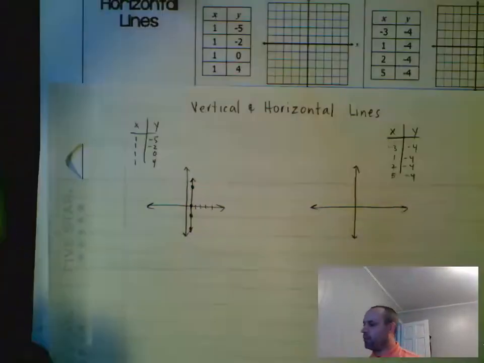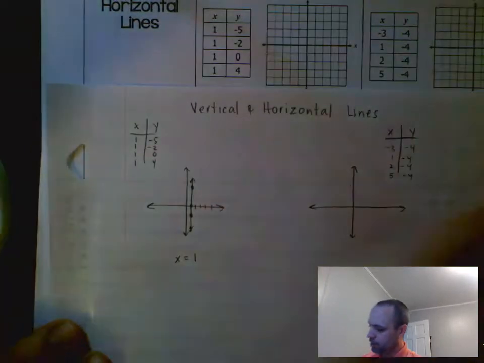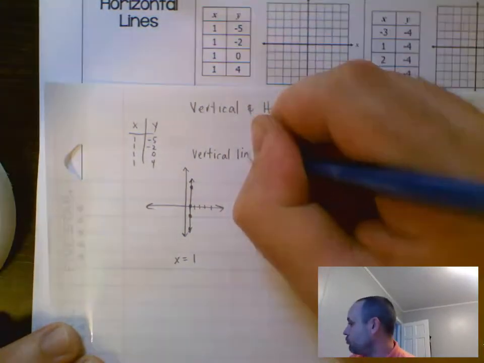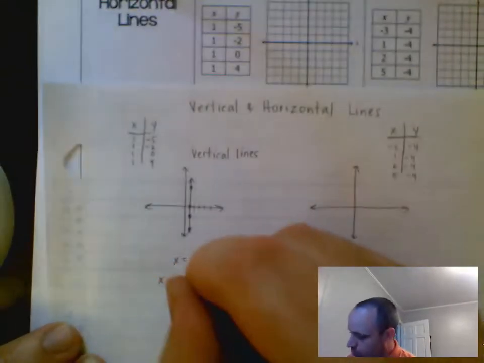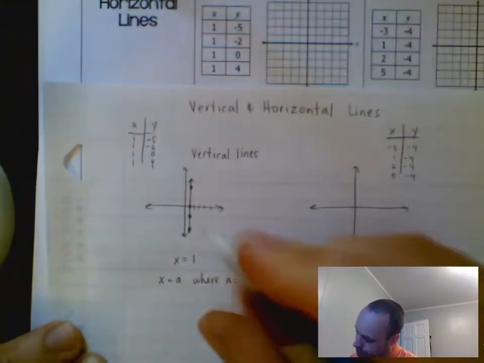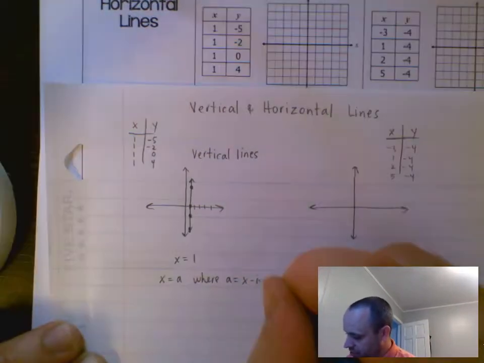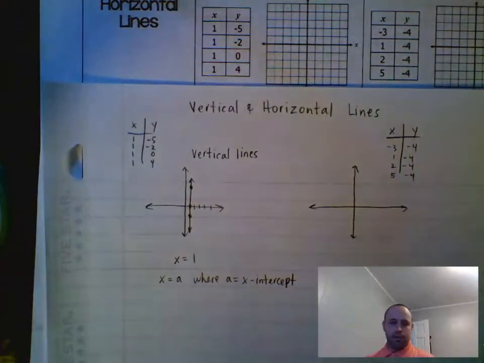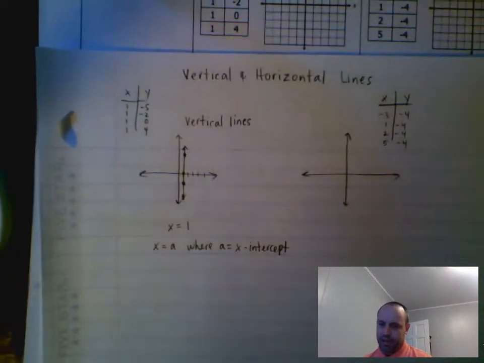Now, when we have a vertical line, the way you write that is you write down x equals 1. So for vertical lines, x equals a, where a equals the x-intercept. Okay, so let's break all this down. Let's do the other one first, and I think it's easier to explain.